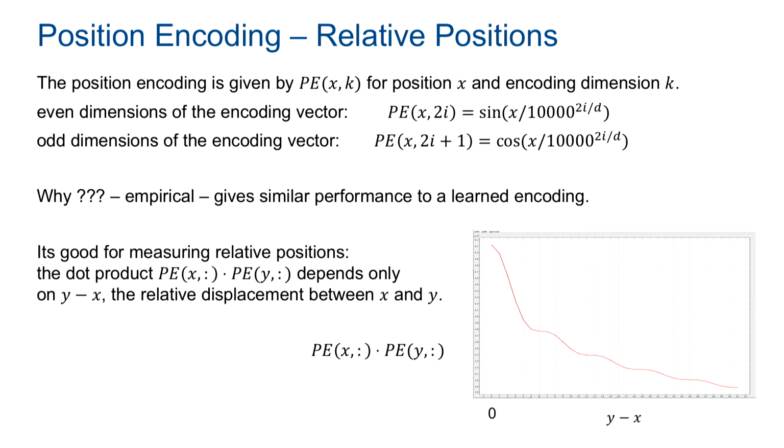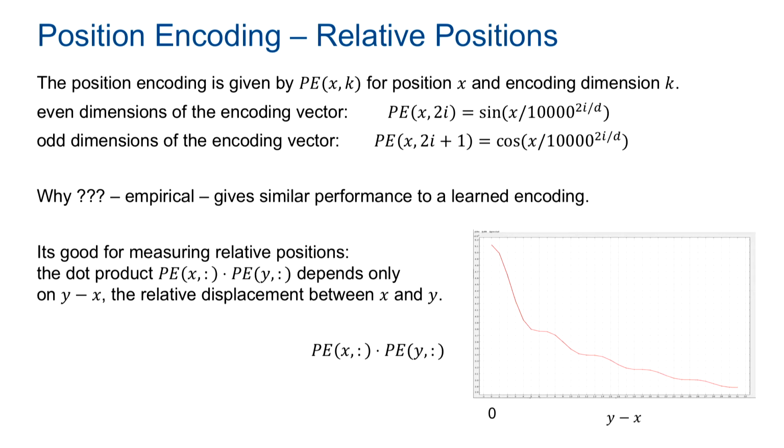Another interesting property is when I take the inner product to compare two positions, the inner product depends only on the distance between them, not their absolute positions. So if you plot this, it's also a measure of how similar the encodings are, right? If you take the inner product at the exact position of self, the inner product's maximum.